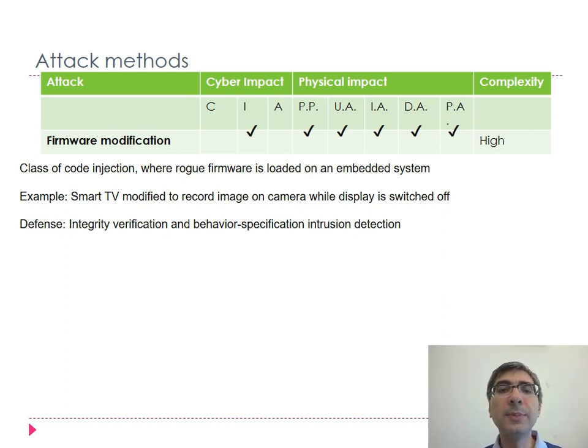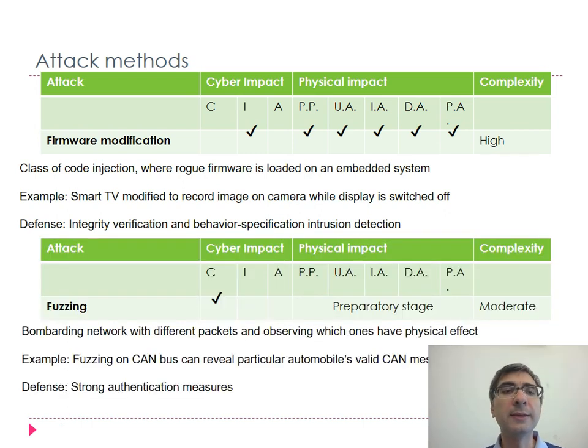Defenses, this is more about verifying the integrity of the system, and also a type of defense that can be used is behavior specification intrusion detection, because when we have the original firmware, we expect a certain behavior. If the behavior is not according to the specification, then this is an indication that something suspicious has happened. So behavior specification IDS intrusion detection systems can do this. This, of course, is a very high complexity attack.